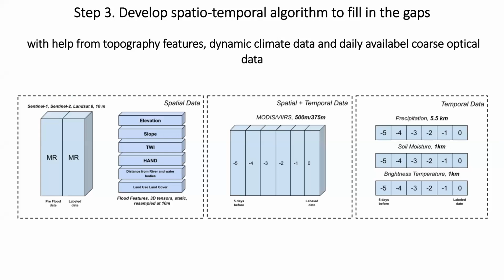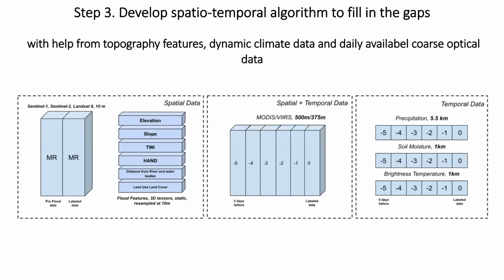Here comes the last step. We have the data set, and we have a model that can actually infer those flooded areas from a single imagery. The next step is to fill in those gaps, right? So what we're trying to do is develop a spatiotemporal algorithm to fill in the gaps with the help of topography features like elevation, slope, height above nearest drainage, and also the spatiotemporal data.